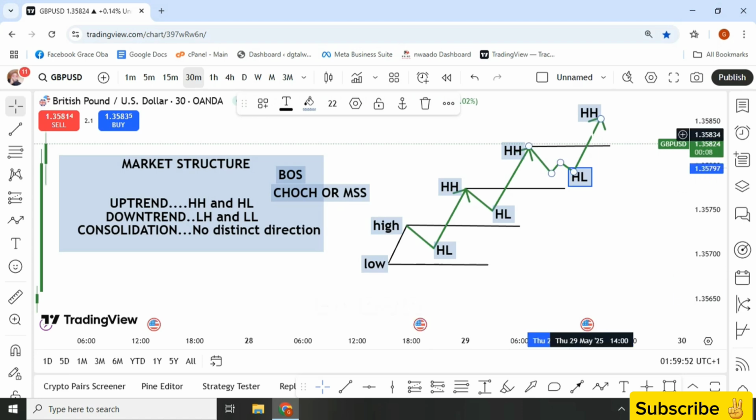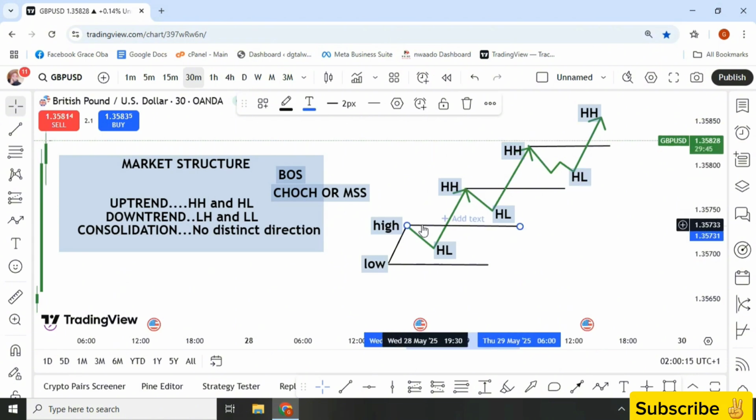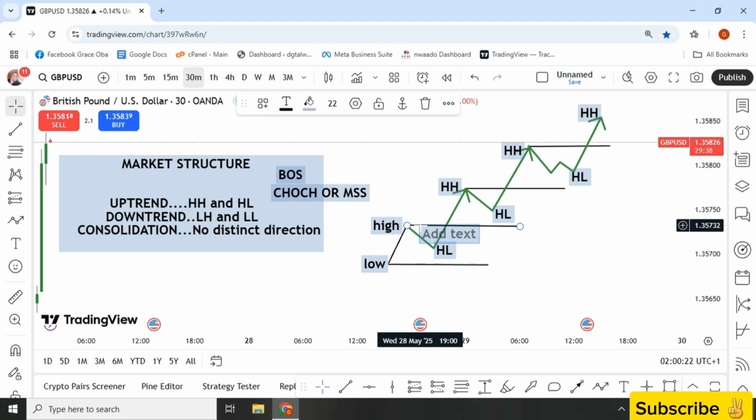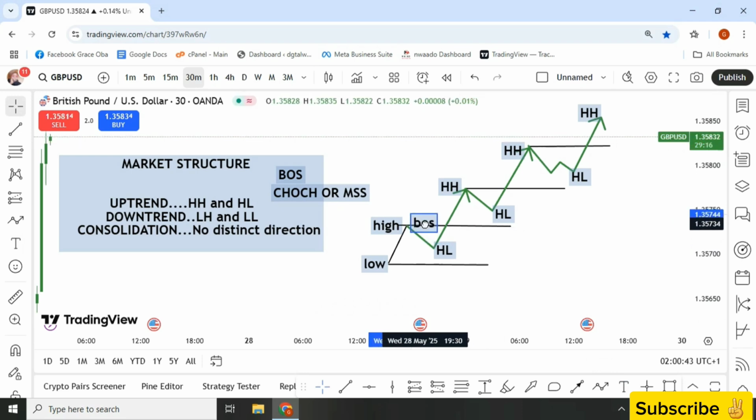So this is an uptrend which is associated with higher highs and higher lows. Now remember I told you that when price action breaks a high, there's a break of structure, right? In a current trend, when our market structure breaks a high, this is a high and it broke through this side, there's a break of structure here. Let's include the break of structure here.